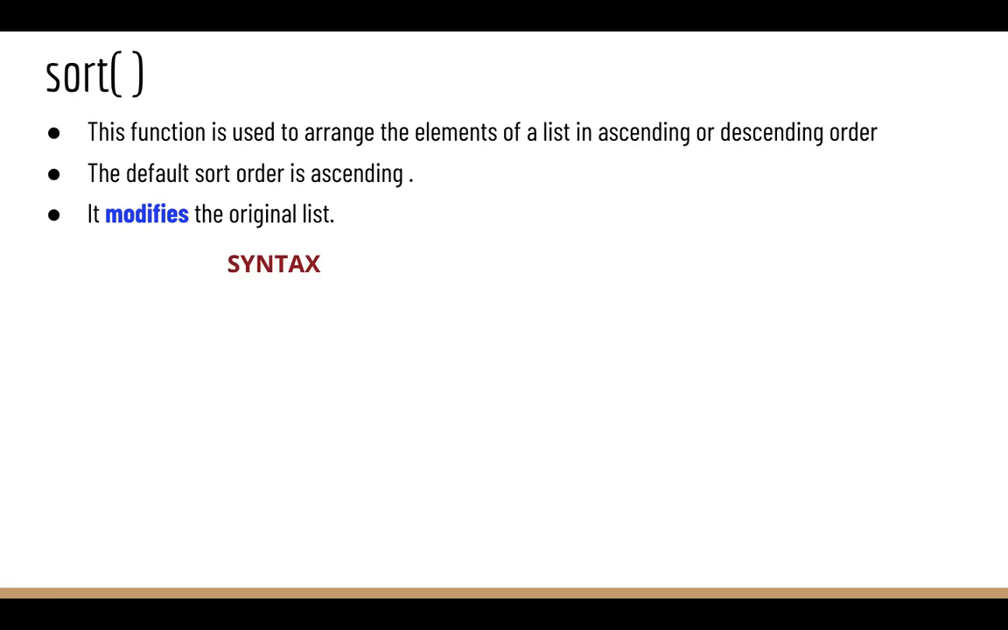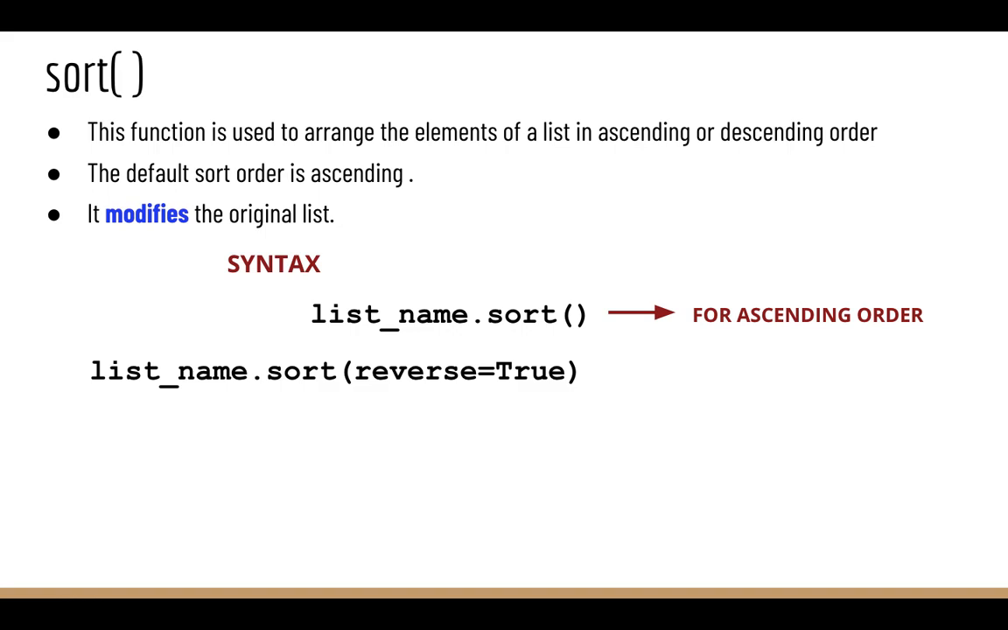The syntax goes as follows: list name dot sort function. This is for ascending order, but if you want it in descending order, you need to specify an argument called reverse equals True. So if I type list name dot sort with reverse equals True, then it will be sorted in descending order.